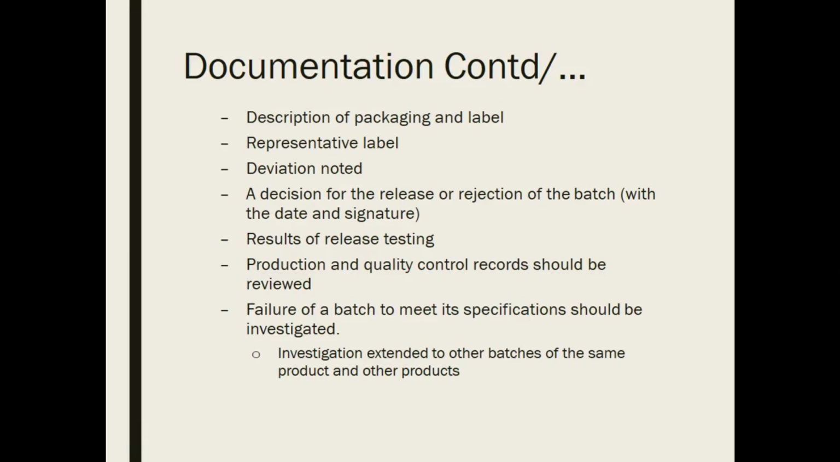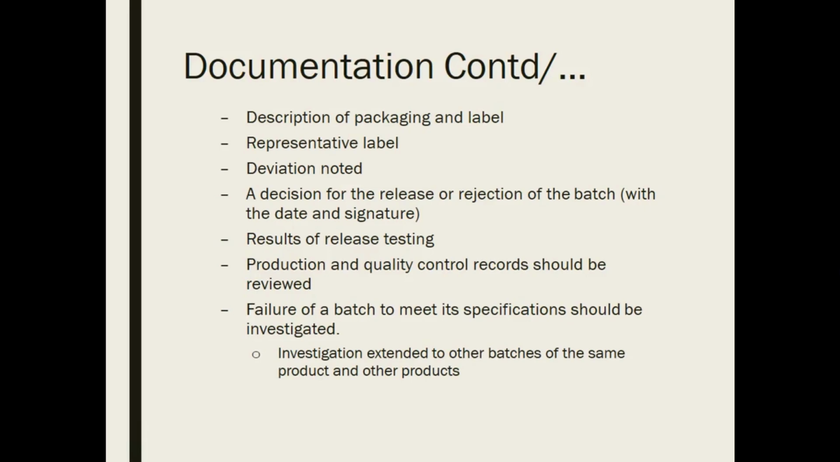Any deviations noted, along with their evaluation and the investigation conducted, or reference to that investigation if that raw data is stored elsewhere. A decision for the release or rejection of the batch is included with the date and the signature of the person responsible for making that decision, and that's normally a QP or qualified person in the API industry. The results of the release testing need to be included in your BMR.